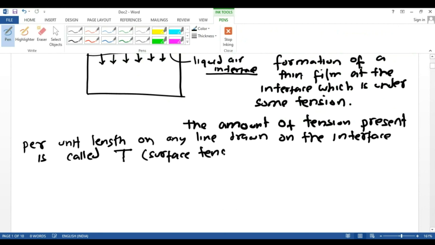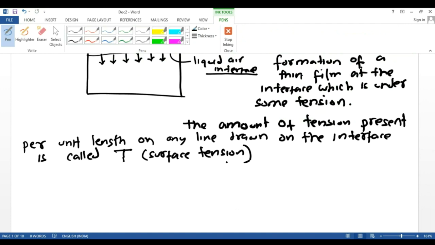So you must understand that surface tension can mean two things. One is the property of surface tension, and the other thing is surface tension may mean the numerical quantity, right? And what does it represent? That numerical quantity represents the force per unit length acting on any line drawn on the interface of liquid and air, right? And that interface acts like a tight film under a tension, right?